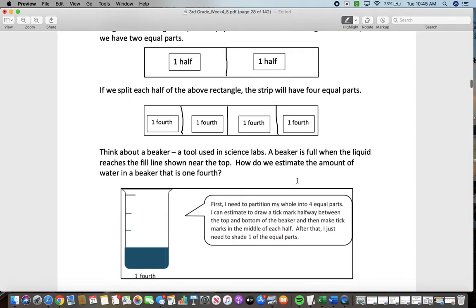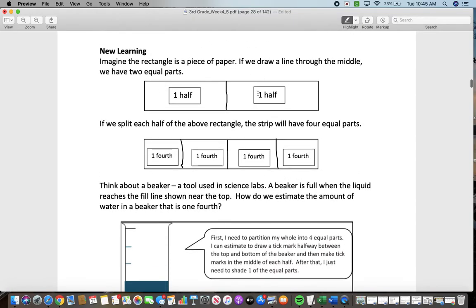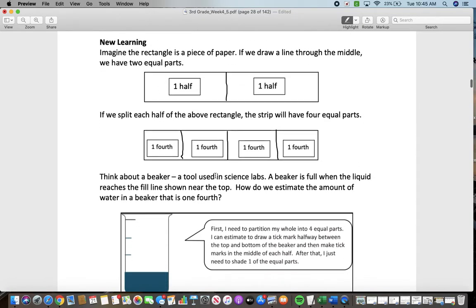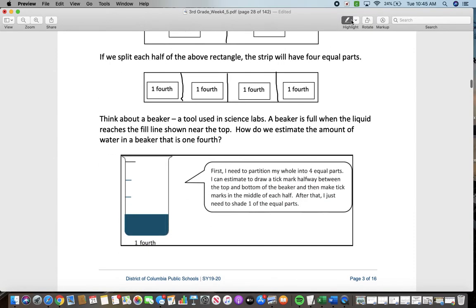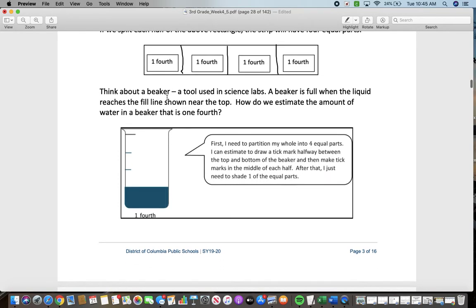So here it's going to ask you to read through this. I need you guys to read through these directions. It's showing you how they split things apart into equal parts. Then it's going to ask you about a beaker. And then the question is, how do we estimate the amount of water in a beaker that is 1/4? And it gives you this talking bubble, and so don't ignore those. What you want to be able to do is read through those and think how they're thinking.